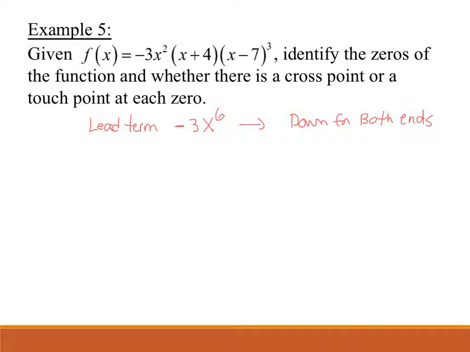Now let's find the zeros. The zeros are x equals 0 with multiplicity 2. We have x equal to negative 4, multiplicity 1. And we have x equal to 7 with multiplicity 3. So at 0, it touches. At both negative 4 and 7, it crosses.